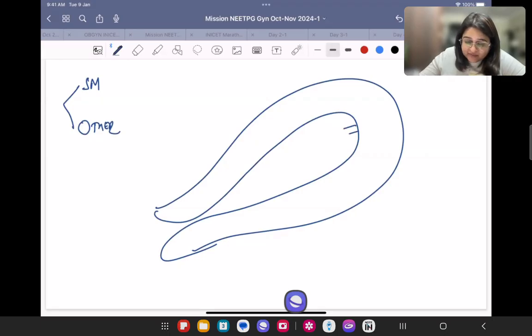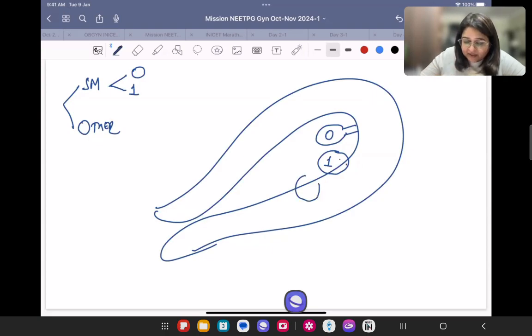The first fibroid is this one. This fibroid is type 0. Type 0 basically means a pedunculated submucosal fibroid. So write type 0 here: type 0 is a pedunculated submucosal fibroid. Then the next one is this one. What is this? This is type 1. Type 1 is a fibroid which has more than 50% component submucosal and less than 50% component intramural.